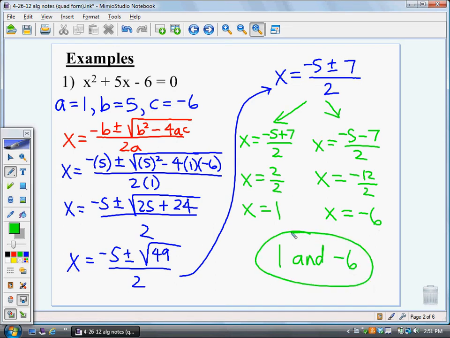If you think about a quadratic graph, it's going to be a parabola. Okay? What that means is that this parabola will cross the x-axis at +1 and it would cross at -6. And that's why those two numbers are the solutions. That's always where the solution is.